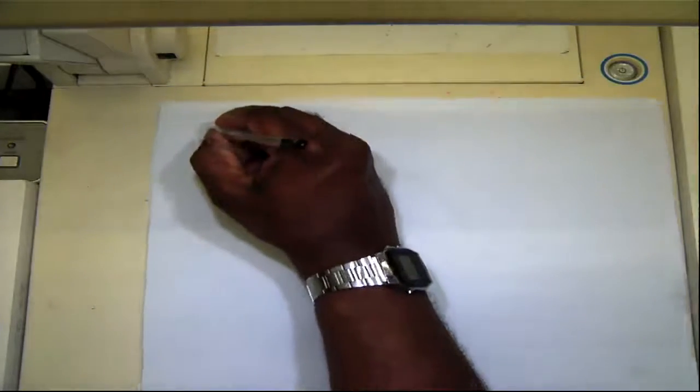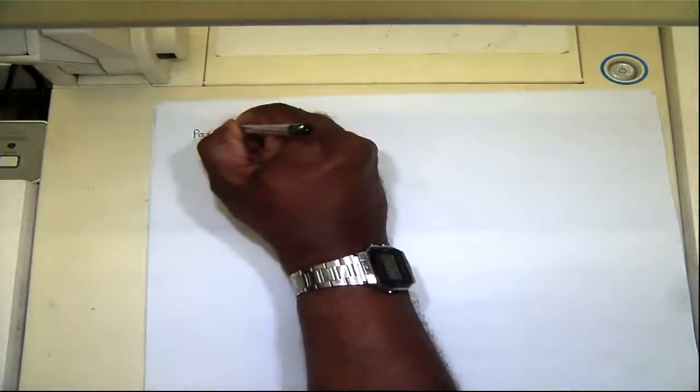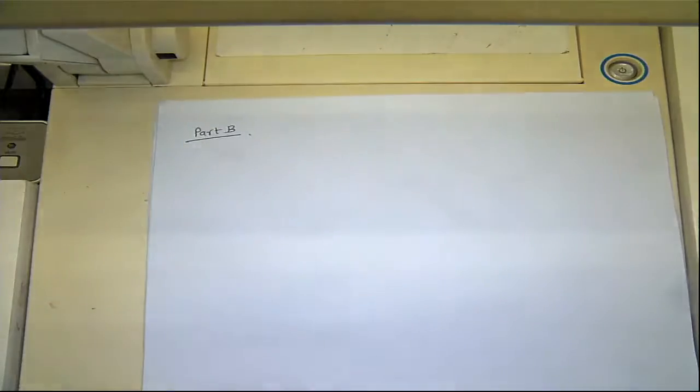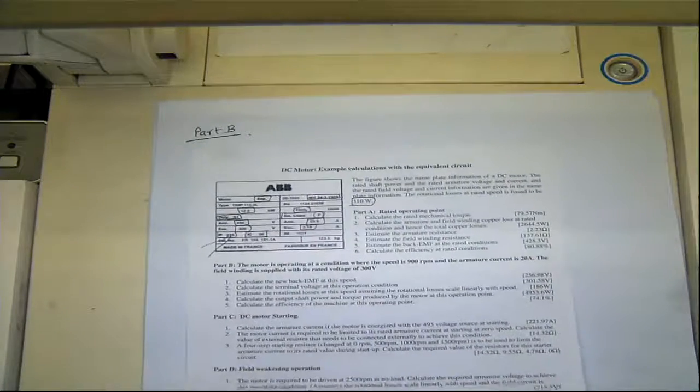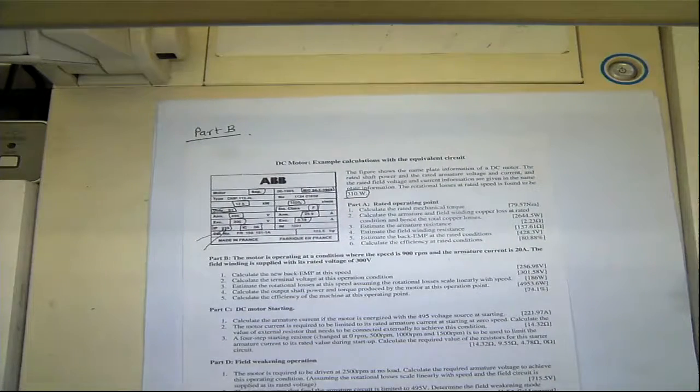So part B, this says the motor is operating at a condition where the speed is 900 RPM and the rated armature current is 20 amperes. The field winding is applied at its rated voltage of 300 volts. So the field circuit is kept at the rated condition. So the field current is the same. There's no changes in the field circuit.